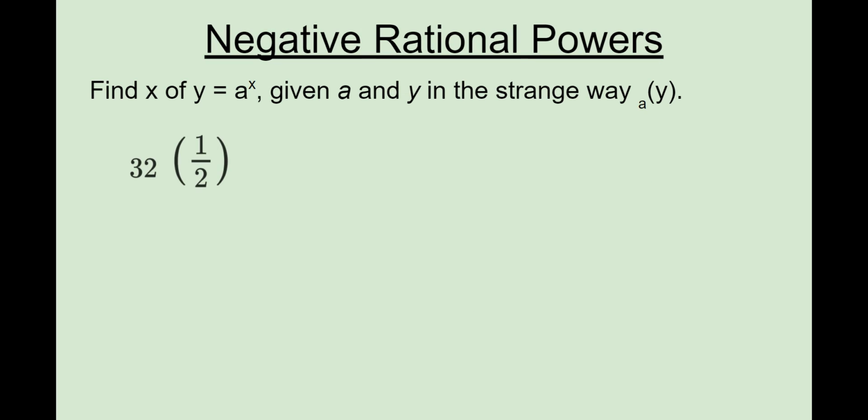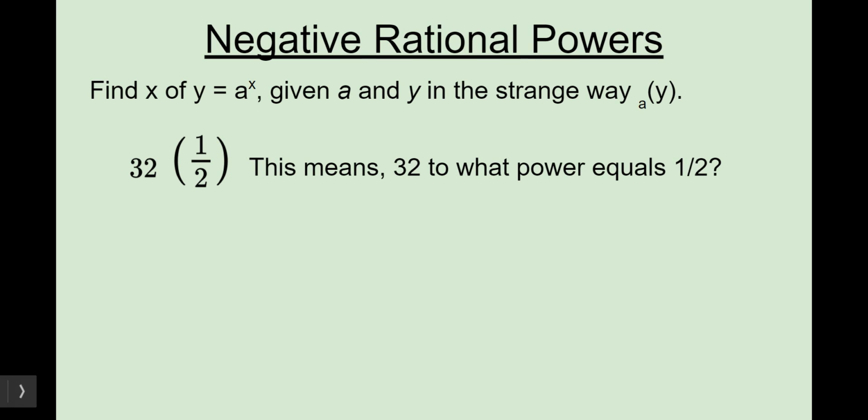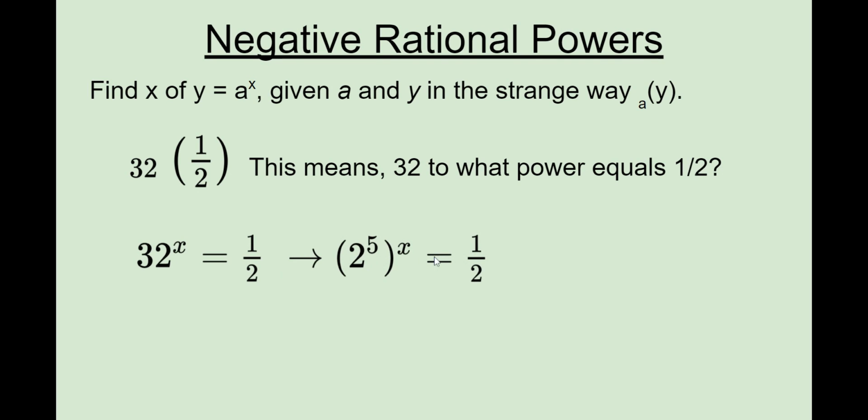Okay, let's do our next one. So I have 32 and then 1/2, and it's weird notation. This means that 32 to what power equals 1/2? Well, let's set up our exponential equation. Again, I want like bases. So I know 32 is 2 to the 5th, right? And now look, I have a 2 to the 5th, and I have a 1/2. So I want this 2 to be a reciprocal. So once I have a base of 2 to the 5x, and I want a 1/2, I can either do a reciprocal here and make this 1/2, or I can change this 1/2 into a 2 by doing a negative, right?